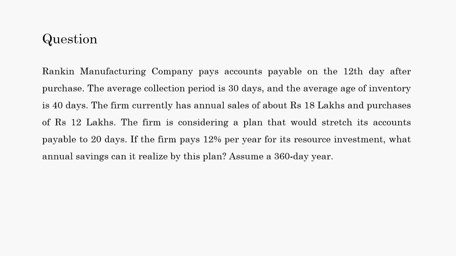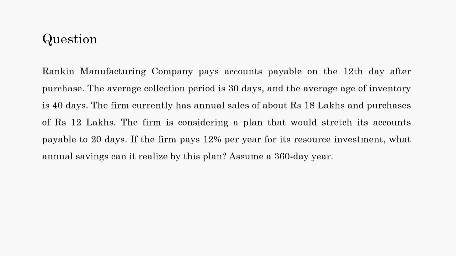Now let us look at a question where we are going to calculate the investment that is being held up in your current assets during this cash conversion cycle. For example, in this question there is a company which pays accounts payable on the 12th day after purchase, which means that the average payment period is 12 days, the average collection period is 30, and the average age of inventory is 40 days.